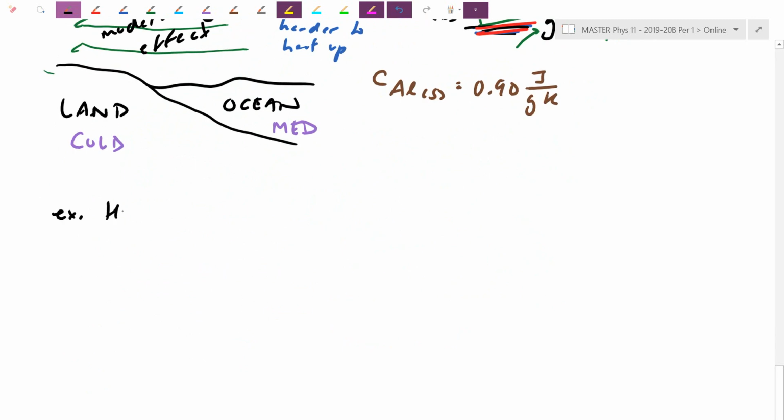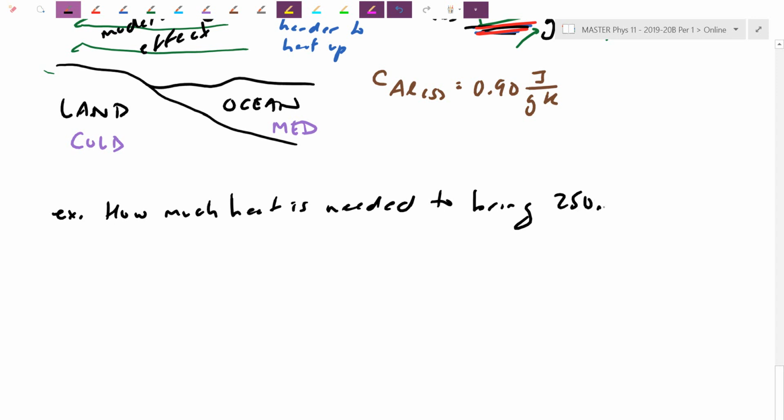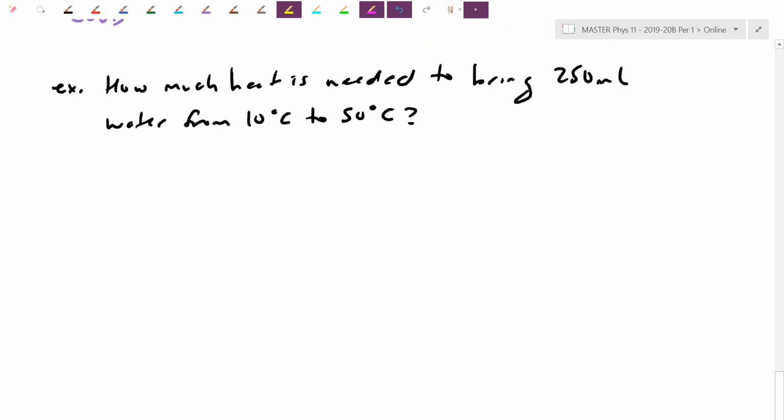Let's figure out how much heat is needed to bring 250 milliliters of water, so that's a cup of water, from, let's take it from the tap, 10 degrees to 50 degrees. Okay. So the experiment is fairly simple here. How much heat is needed to bring this temperature up? So we're going to have our cup of water. It's like a mug of water.